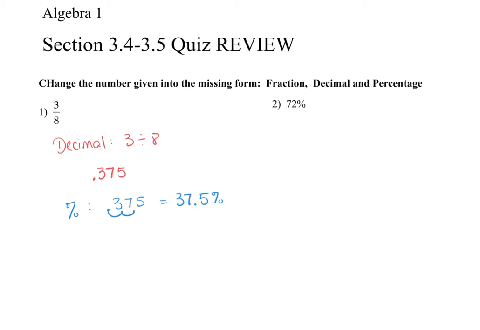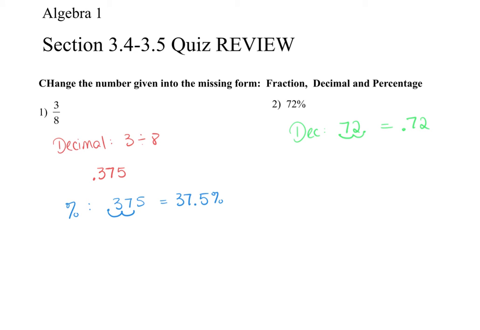The next one here gave you a percentage. So when it gives you a percentage, it doesn't matter which one you do first. The easiest one is really the decimal here. If you have a percentage, then to go to decimal form, we just take that percentage and we move the decimal 2 places to the left. So in decimal form, this would be 0.72.